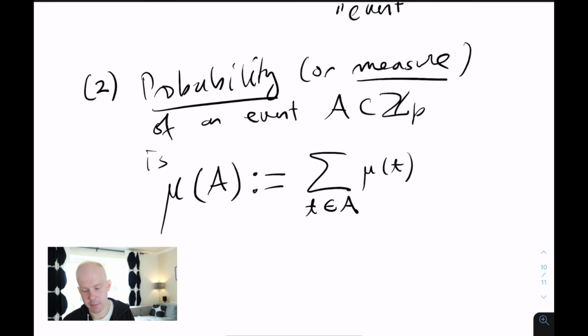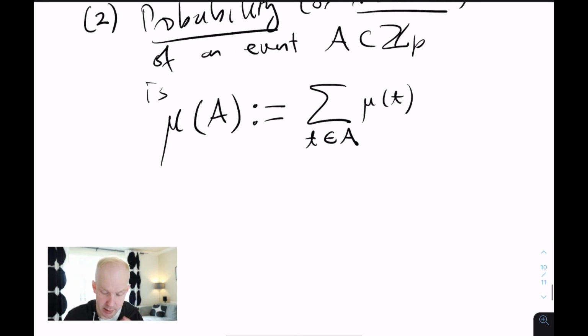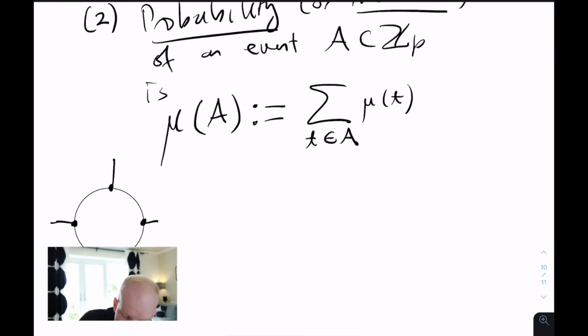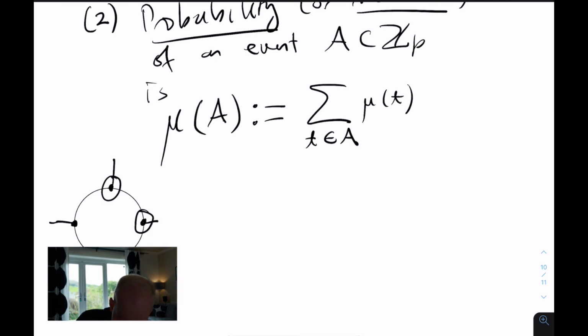So that will be some number between 0 and 1. It depends on what the point masses in here are. But let's say we have a probability distribution here, and we have some weights on each of the points. Here's a weight, that's a weight, and here's a weight, and so on. Then you could think about these two points as the event. So that's the A over here, these two points, that's your A. Then the probability here would be just summing these two weights.